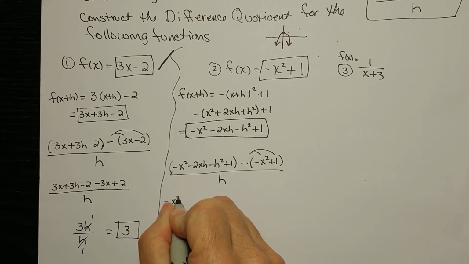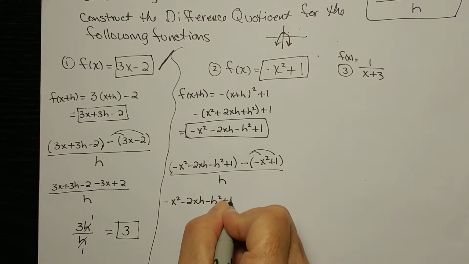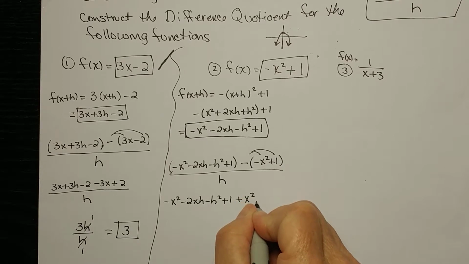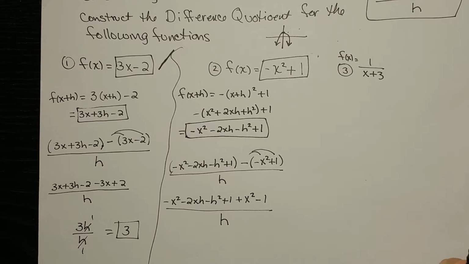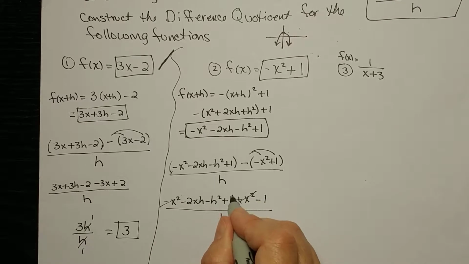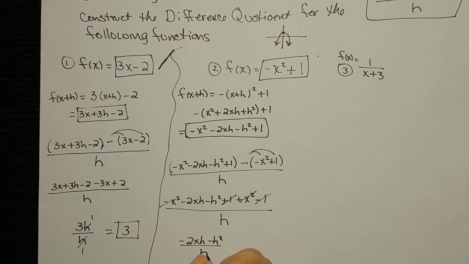So I have negative x squared minus 2xh minus h squared plus 1. A negative times a negative is a positive, x squared minus 1, all over h. Now we combine like terms in the numerator. We have a negative x squared and a positive x squared. Those will sum to 0. I have a positive 1 minus 1. These will add up to be 0. That leaves me with negative 2xh minus h squared all over h.